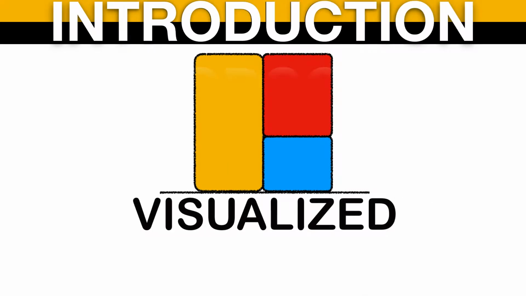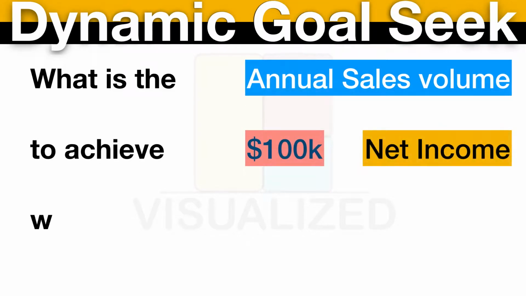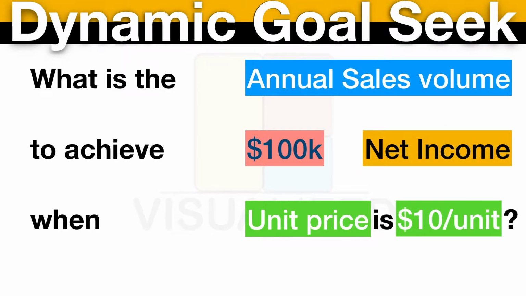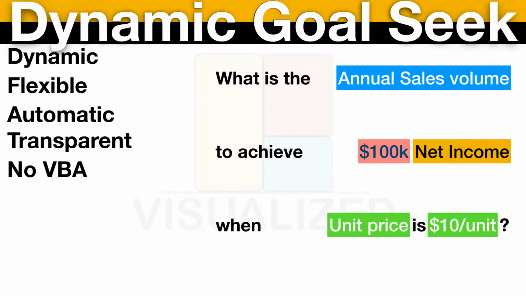1. Introduction. The goal-seek function solves problems like: what is the annual sales volume that achieves net income of $100,000, when the unit price is $10 per unit? Instead of having to select the goal, target value, and input cell in the model scenario each and every time you run the goal-seek analysis, this video provides a dynamic, automatic, flexible and transparent solution without VBA. What I mean by dynamic, automatic and so on.